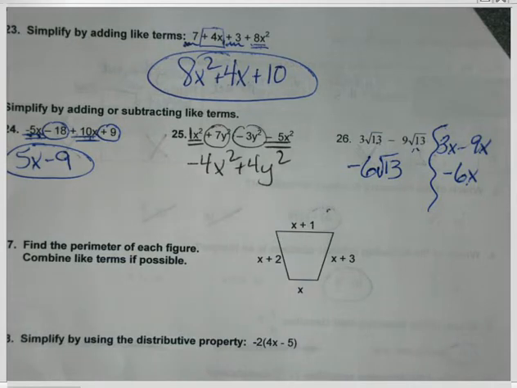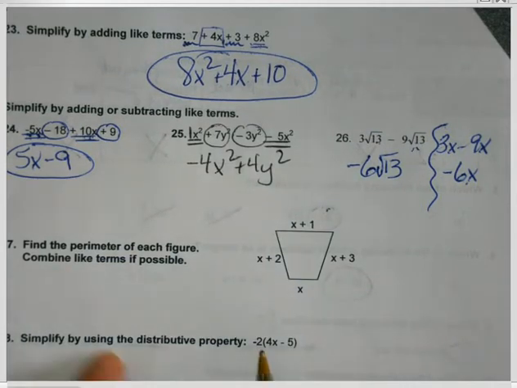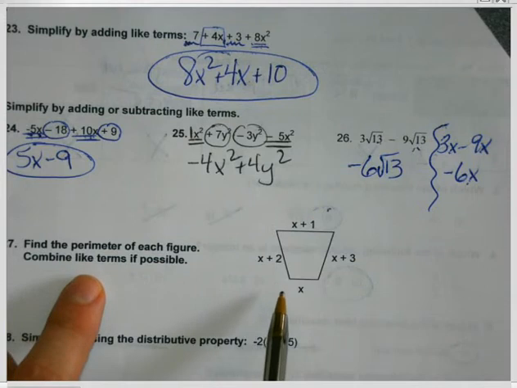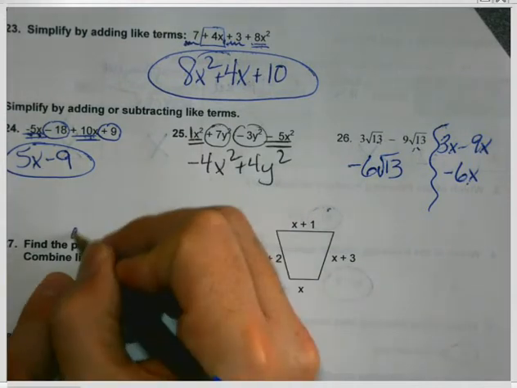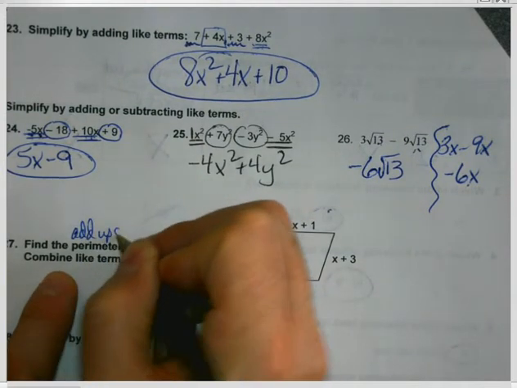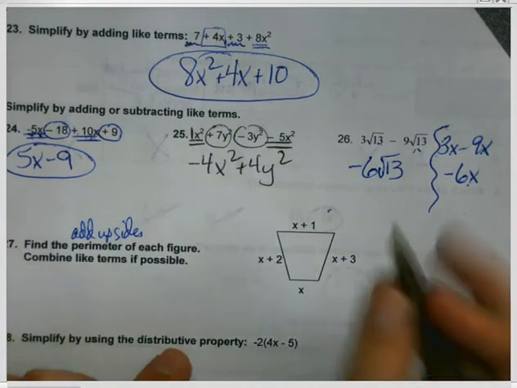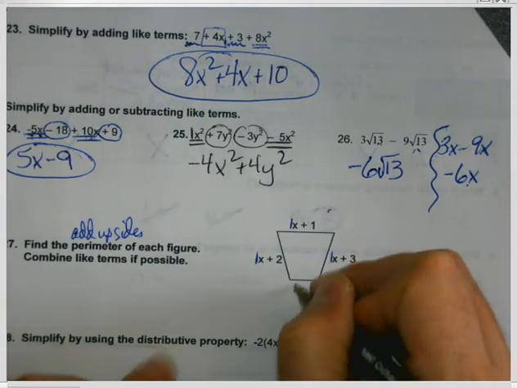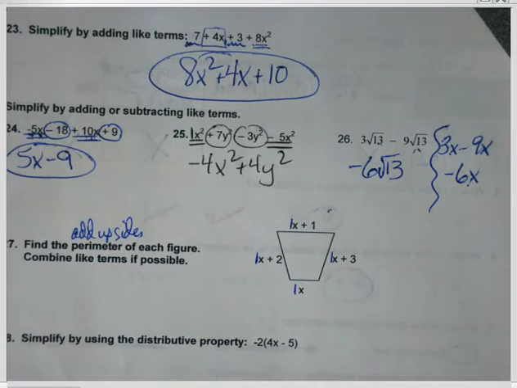Okay, I was going to say, we'll come back, we'll hit some of those. So 27, find the perimeter. Now the perimeter just means add up the sides. And anytime I see those x's without a number in front, I just assume there's a 1 there.